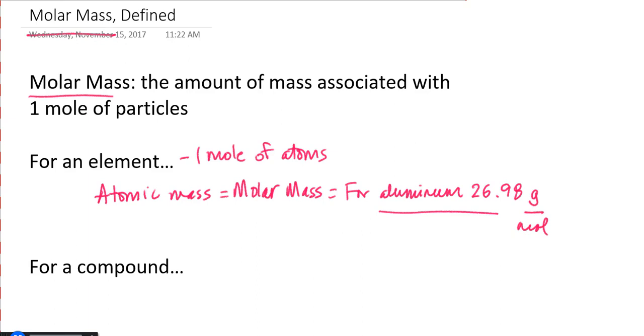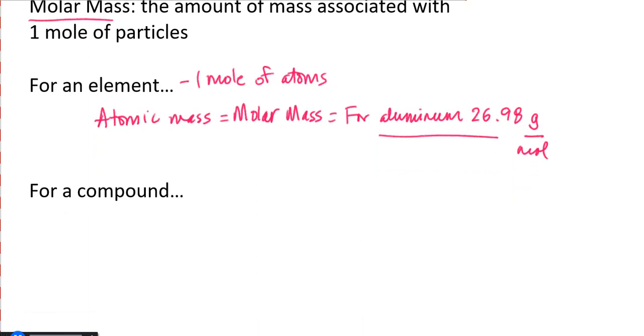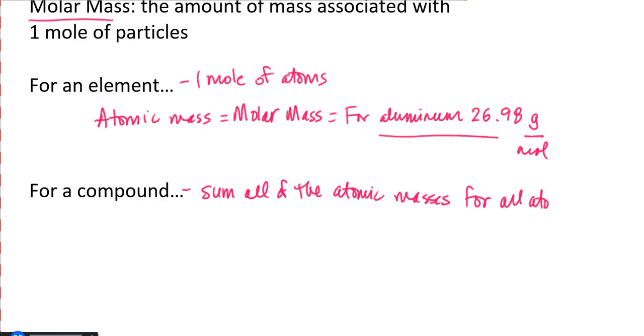However, when I am trying to find the molar mass of a compound, then what I'm going to do is add up, or sum, all of the atomic masses for all of the atoms, or in the case of ionic compounds, ions, present in the compound.